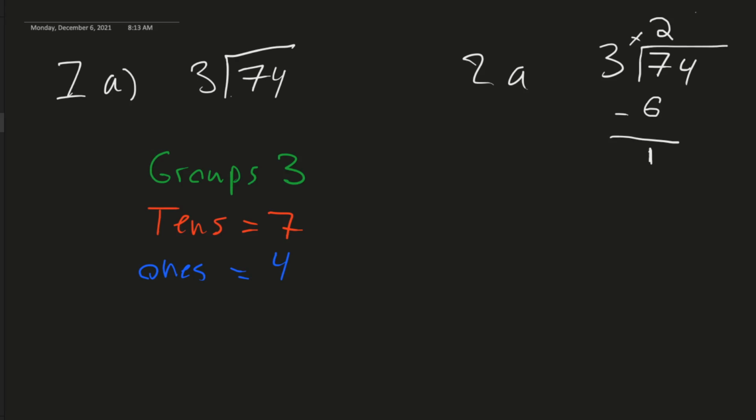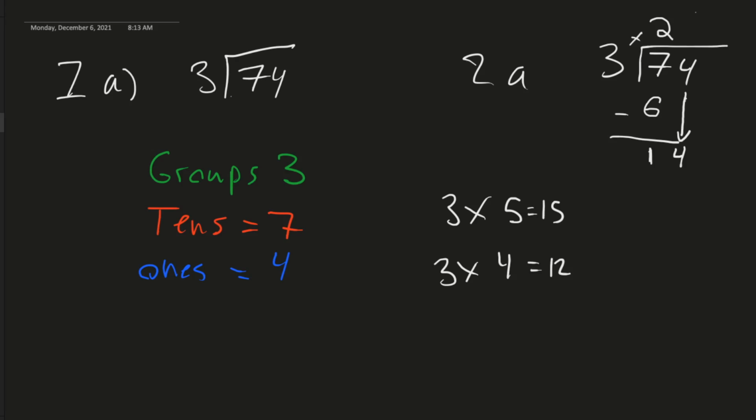And what you do next is you bring this 4 from the ones down. You bring this 4 down here and plop it here because 3 can't go into 1, so you can't do anything else with this 1. So you bring the 4 down and now you have 14. Now 3 can go into 14. How many times can 3 go into 14? Well, it can't go in 5 times because 3 times 5 equals 15, and that's too big. But 3 times 4 equals 12, and so that is what we can do.